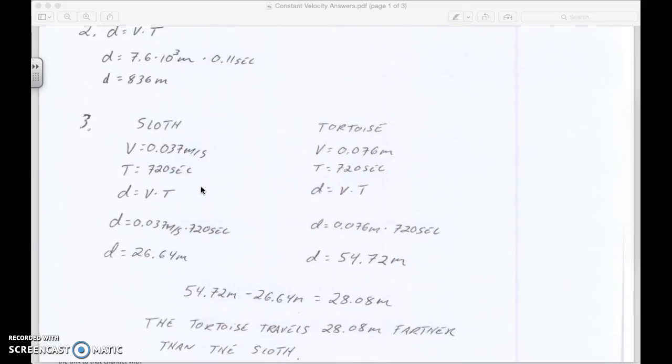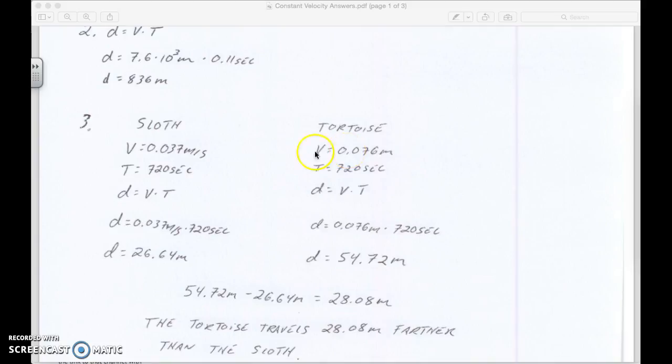Number 3, a 3-toed sloth is the slowest moving land mammal. On the ground, the sloth moves at an average speed of 0.37 meters per second, considerably slower than the giant tortoise, which walks at 0.076 meters per second. Should be a little meters per second there.